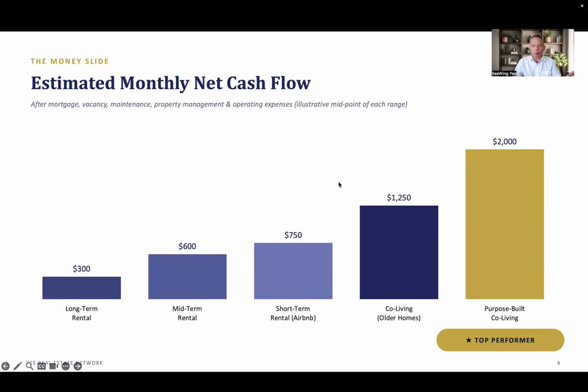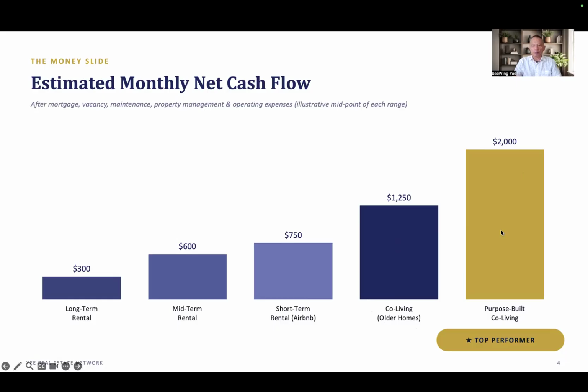Co-living, in an older renovated home, is a conversion from a traditional 3 or 4-bedroom, 2-bath property to a 10-bedroom, 3-bath, or 8-bedroom, 4-bath, something like that. With co-living in older homes, the net monthly cash flow is typically around $1,250.